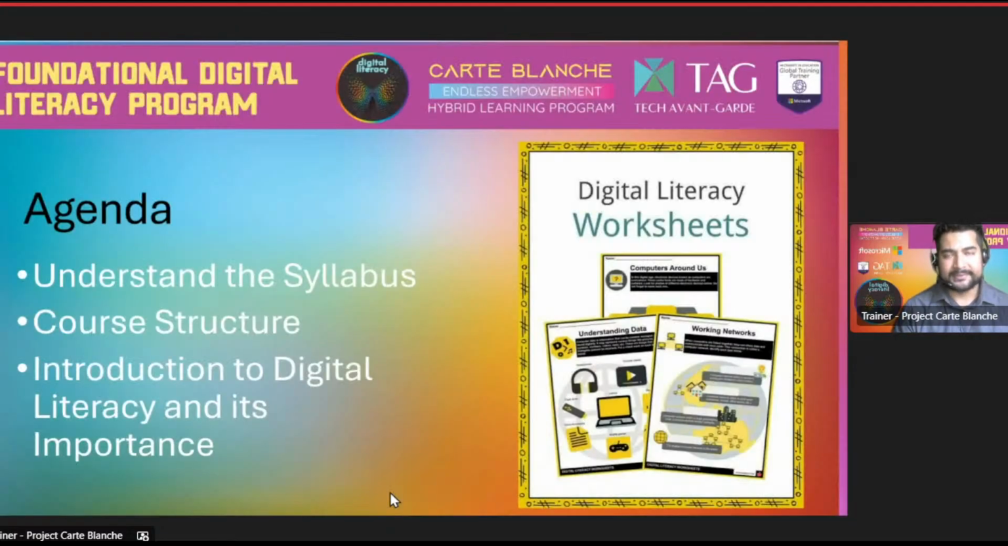The minimum ask from all of you is to maintain one dedicated notebook for this purpose. For the next 20 days, because we are digitally committed to empower you, our ask is that you also be digitally committed to your learning. In that notebook, you can mention all the important concepts of the 20 days, page by page.